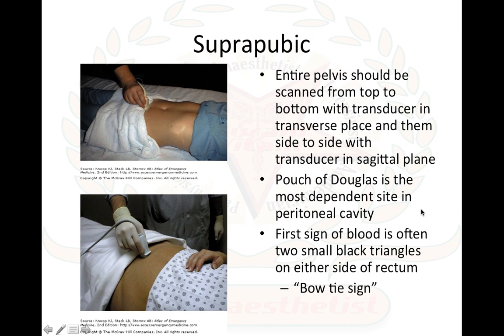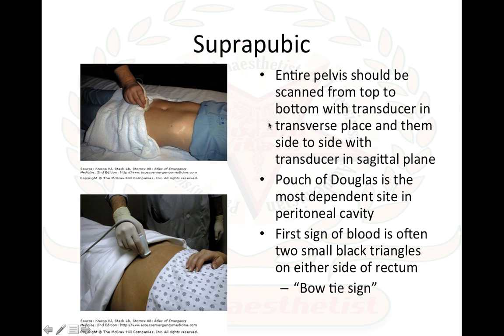Suprapubic view, we have to look in the pelvis, above the bladder. The entire pelvis should be scanned from top to bottom with transduction in the transverse plane, and then side to side with transduction in the sagittal plane. Pouch of Douglas is the most dependent site in the peritoneum.